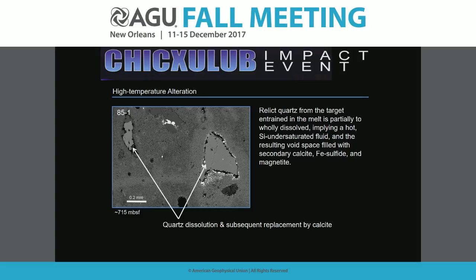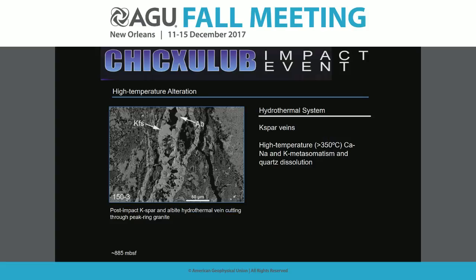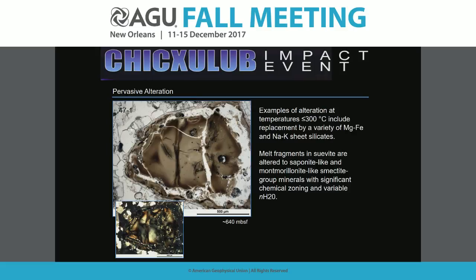Moreover, the impact melt entrained shock quartz crystals, which in this area of the impact melt have been completely or nearly completely dissolved. So we have quartz dissolution again and subsequent replacement by calcite. So this is calcite. Here is relic quartz that survived the dissolution, and where it was dissolved, it's again been replaced by calcite. We also have potassium feldspar and albite veins running through the granite. Again, this is the type of feature that we see at high temperature metasomatic conditions of roughly 350 degrees. We have pervasive alteration at much lower temperatures.